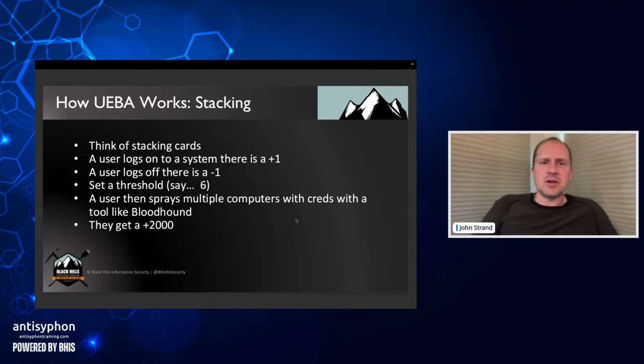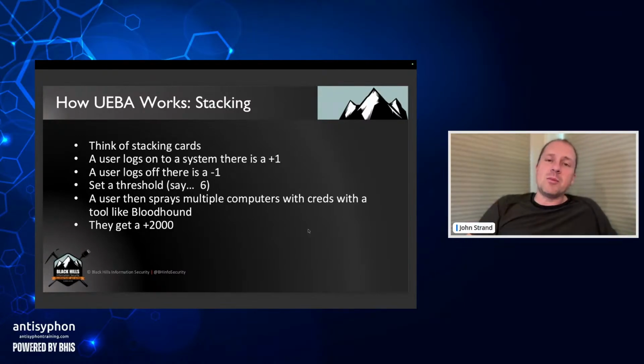So let's give you a couple of examples of how user entity behavioral analytics actually works. One example is stacking. Let's say that a user logs into a system, right? They're going to get a +1. If somebody logs off of a system, they're going to get a -1. Then you would take a threshold, let's say 6, and if somebody exceeds that threshold, an alert would be generated.